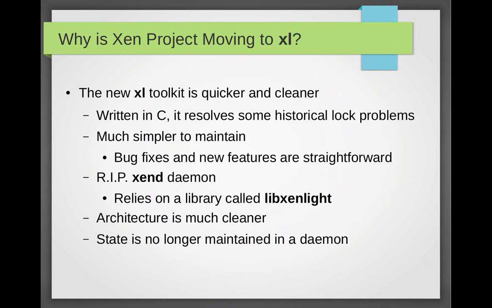Now, the new XL toolkit is quicker, cleaner, it's written in C, it gets rid of the historic locking problems that we had with XM. It's a lot simpler to maintain, a lot simpler to expand and to add new features to. The whole Xen daemon concept is gone, and in its place, we are now relying on a library called libvirt. As a result, the whole architecture is much, much cleaner, and there is no need for a daemon to maintain state.